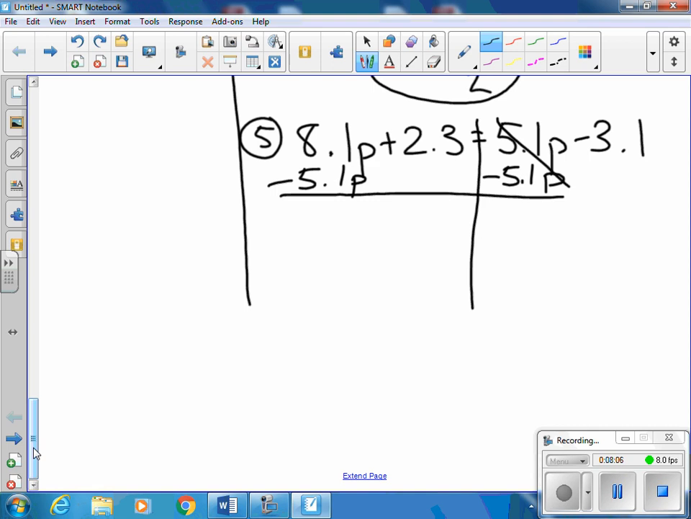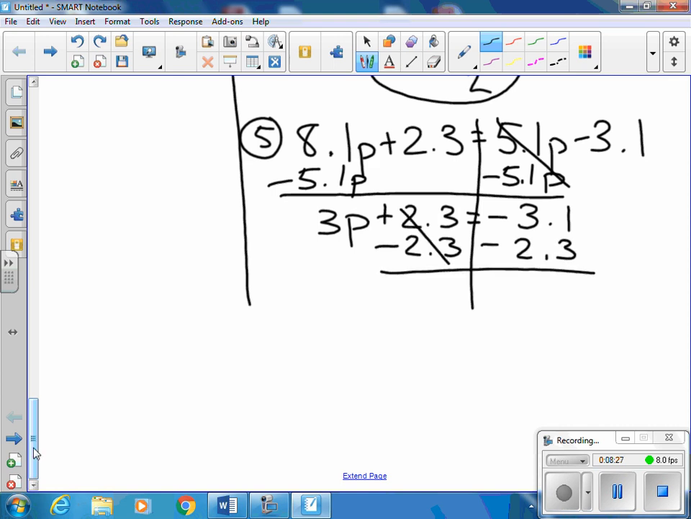And now that part's gone. 8.1 minus 5.1 is 3p. The decimal part goes away. Plus 2.3 equals negative 3.1. Make sure you get that negative sign that's attached to that 3.1. Okay, now I need to get rid of plus 2.3, so I'm going to subtract 2.3 to the other side. And I've got 3p equals negative 5.4.